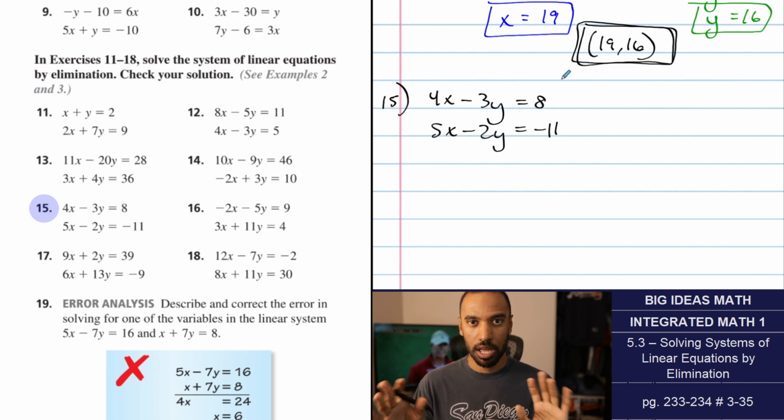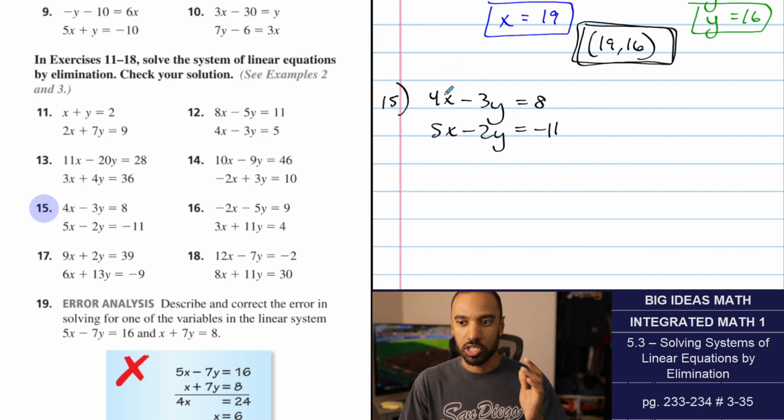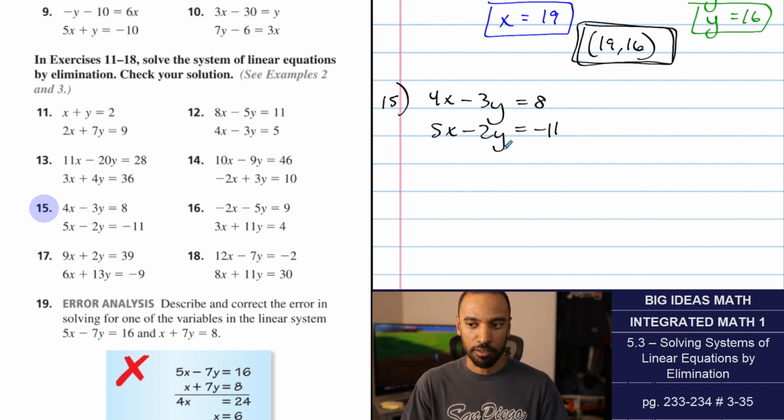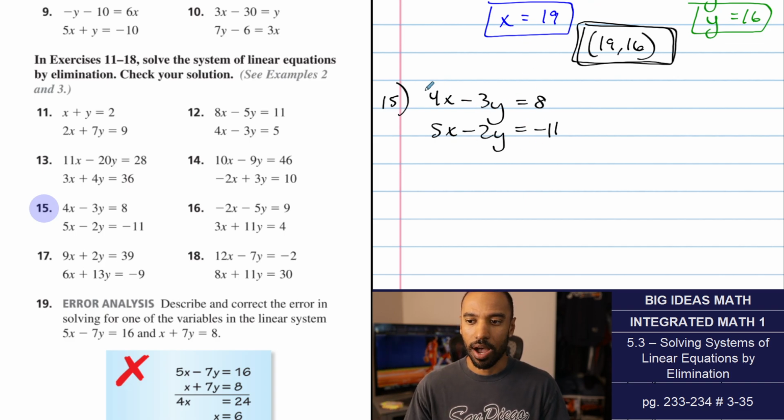If you wanted smaller numbers overall, you want to eliminate y's because 3 and 2 have a smaller least common multiple of 6, than 4 and 5 having a least common multiple of 20. To eliminate x's, I'd have to multiply the top equation by 5 and the bottom equation by 4. Of course, I'd make one of them negative, but I'd have to do times 5 times 4. On these ones, I can multiply the top equation by 2, the bottom equation by 3, and the variables would then eliminate there. So let's do the y's.